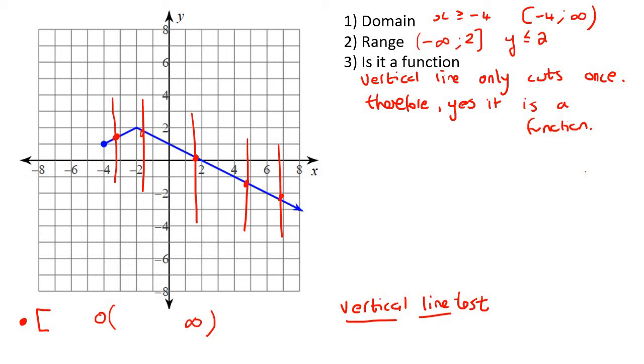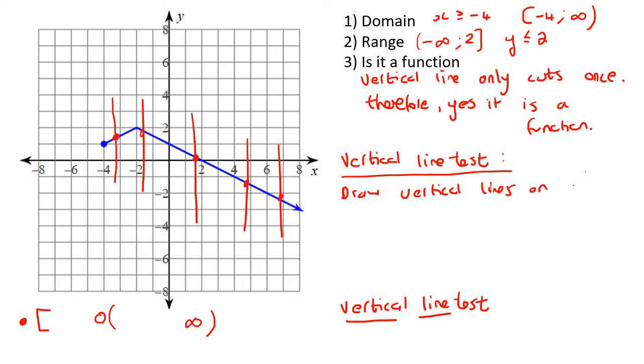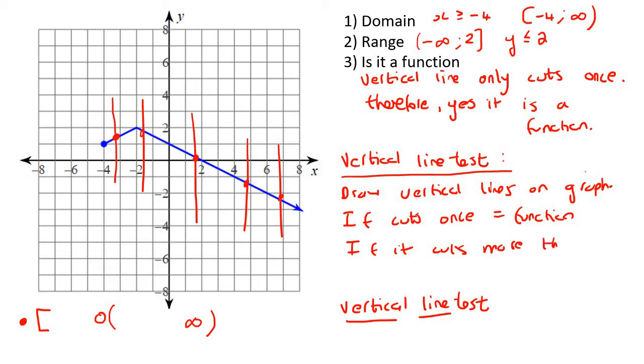So let's quickly summarize. How does the vertical line test work? Draw vertical lines on the graph. If it cuts once, then it is a function. If it cuts more than once, then it is not a function. Okay, and we will look at some examples like that in this lesson, where it won't be a function.